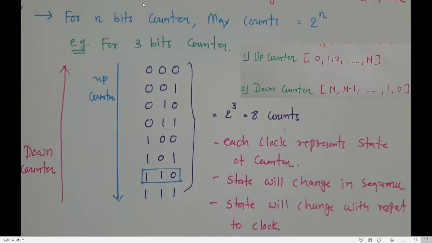So if I want to design a 3-bit counter, what is a 3-bit counter? Maximum it can count 2 to the power n. For example, let us consider an n-bit counter. N-bit counter means it can maximum count 2 to the power n clock pulses. If it is a 3-bit counter, 2 to the power of 3, it means totally it can count only 8 clock pulses. If it counts from 0 to 7, I call it an up counter. If it counts from 7 to 0, I call it a down counter.